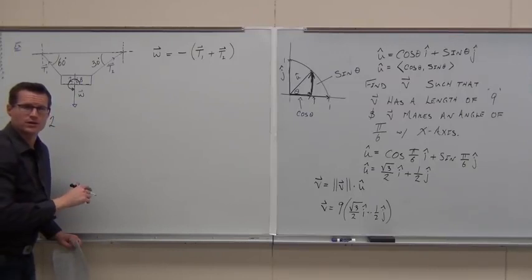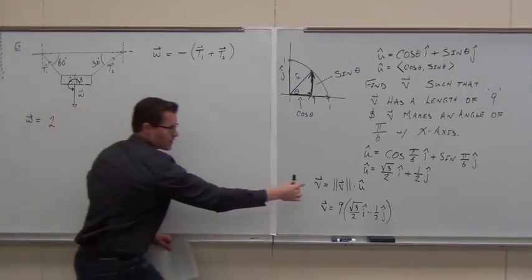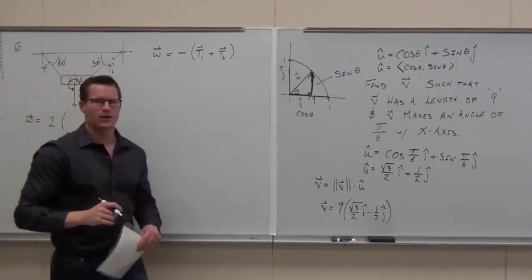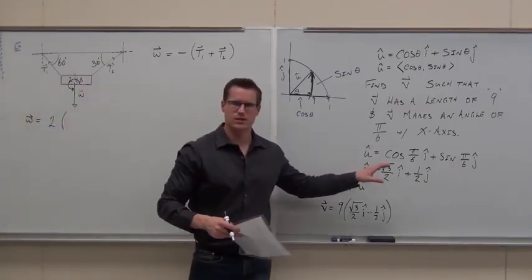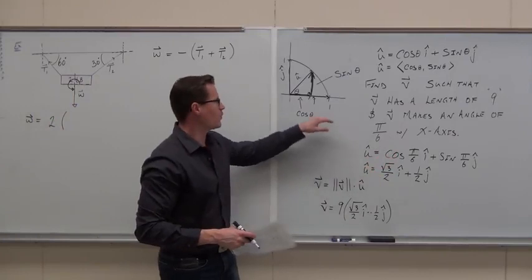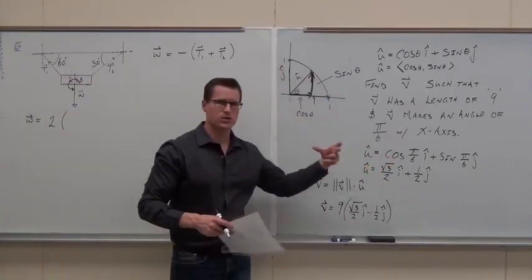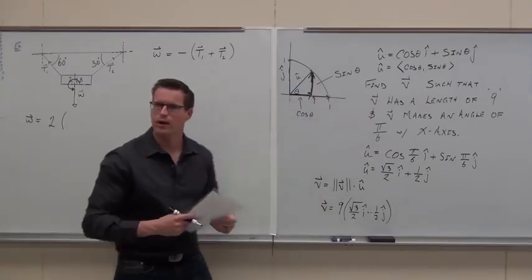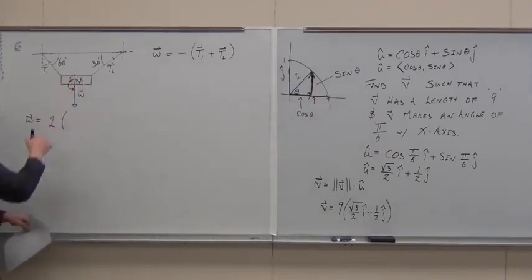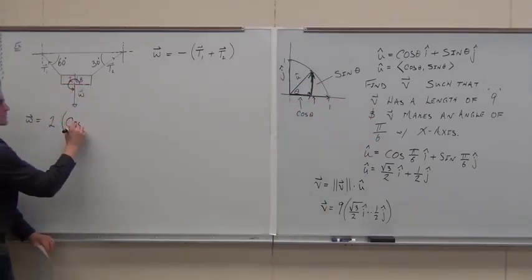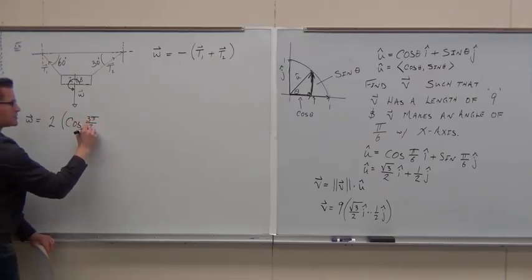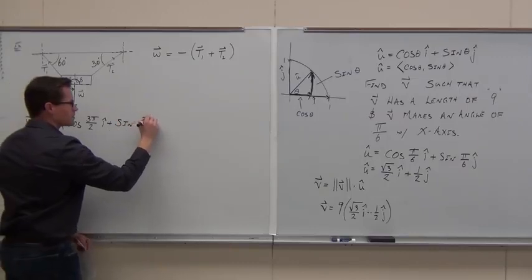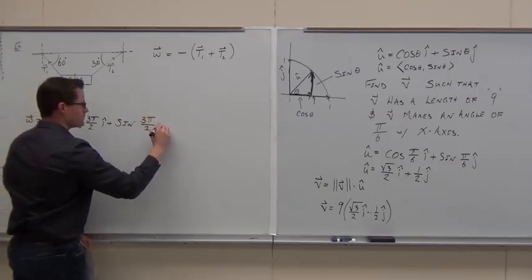How about the unit vector? So vectors are magnitudes times unit vectors. All we have to do is figure out what angle we've made, take cosine of the angle times i, sine of the angle times j. Let's try that. What angle did we make with the x-axis? So cosine 3 pi over 2 i plus sine 3 pi over 2 j.